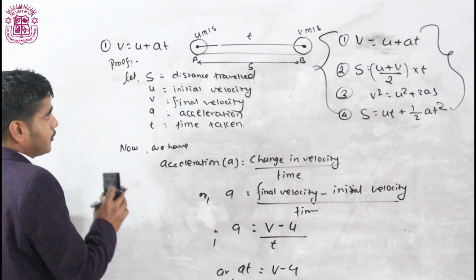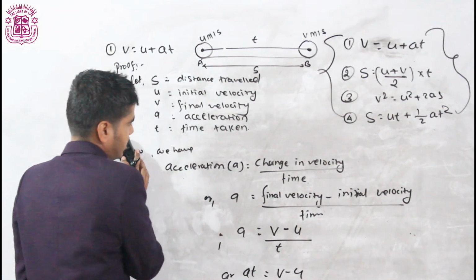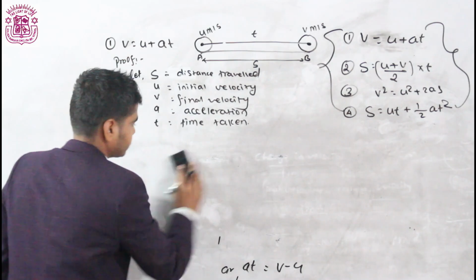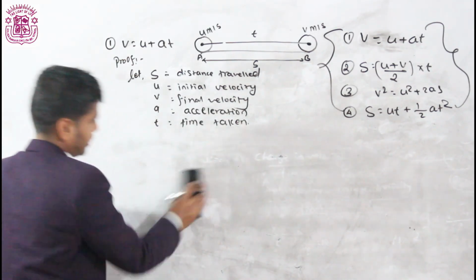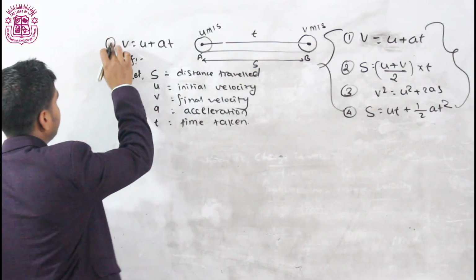Now we are going to prove the second statement, s is equal to u plus v divided by 2 into t. I think you are clear about it. Let us prove the second statement, okay students?